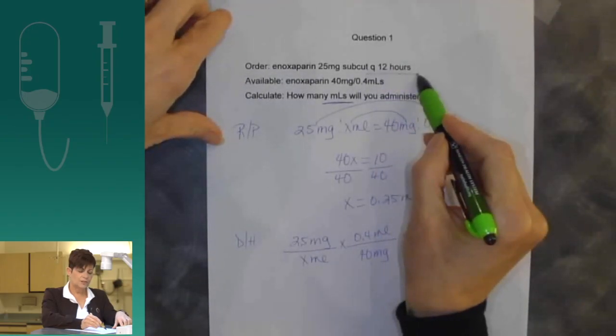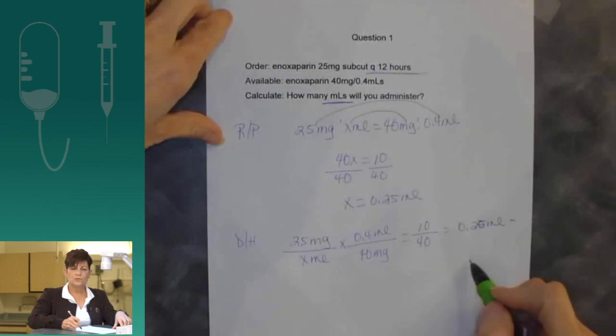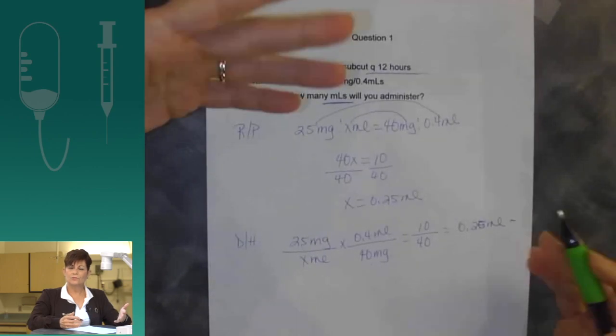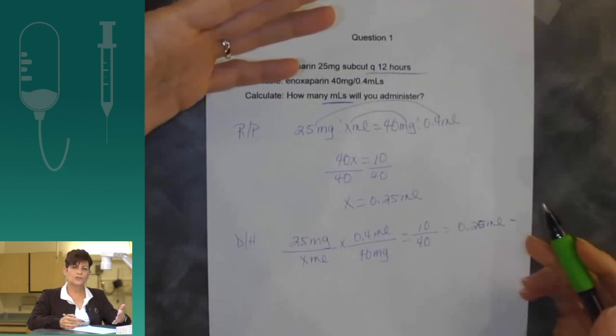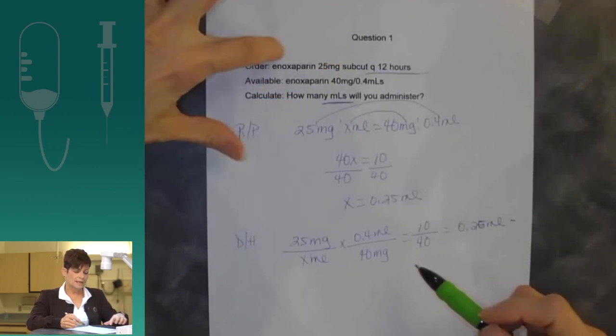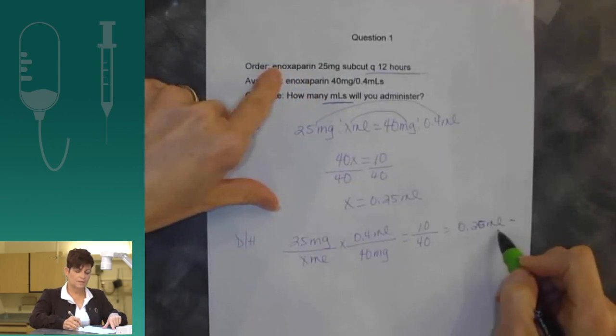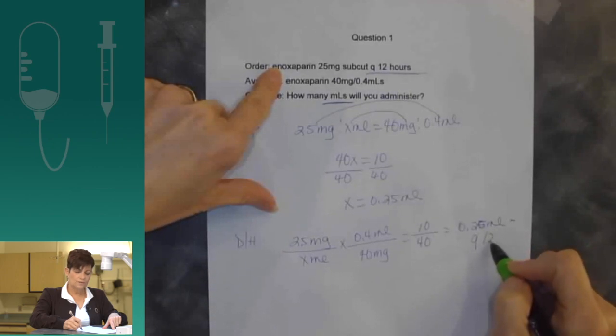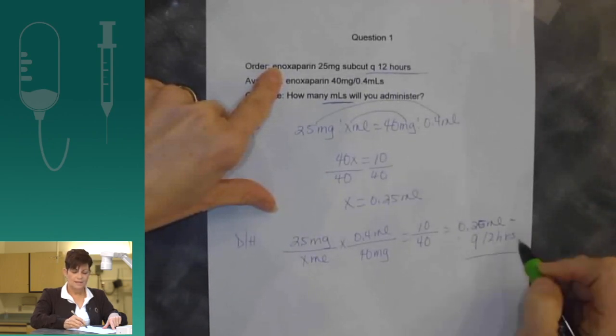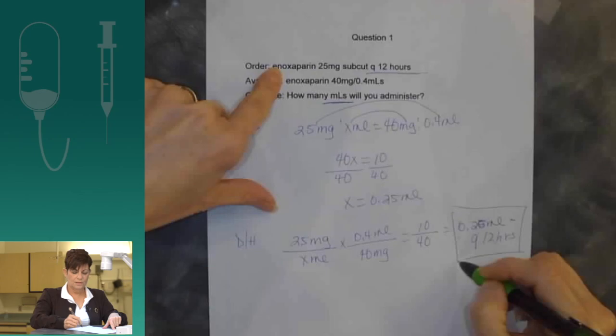The other thing that I see students do that is incorrect: because we have every 12 hours, a lot of students want to divide this by 2, meaning giving it 2 times a day, but that's not what the question is asking. What they're saying is that this patient is going to get 0.25 mLs every 12 hours. This is the answer for this question.